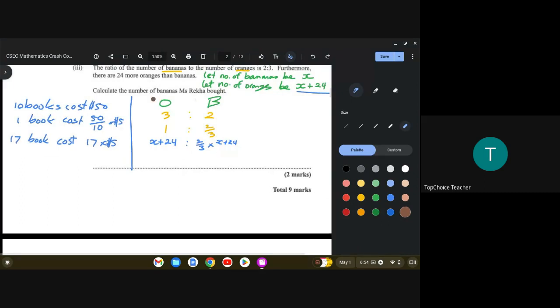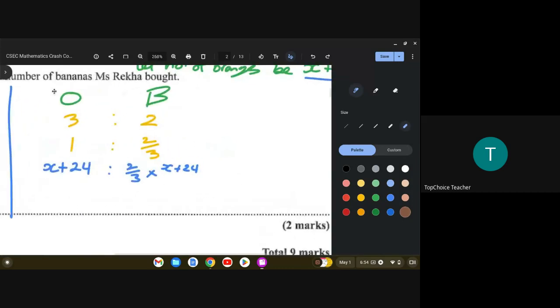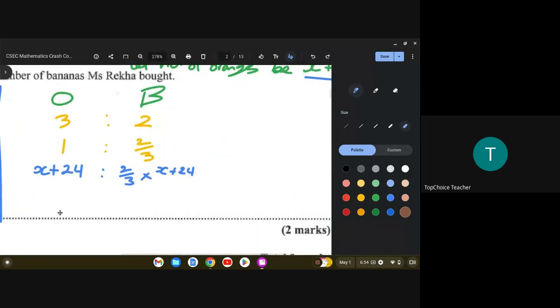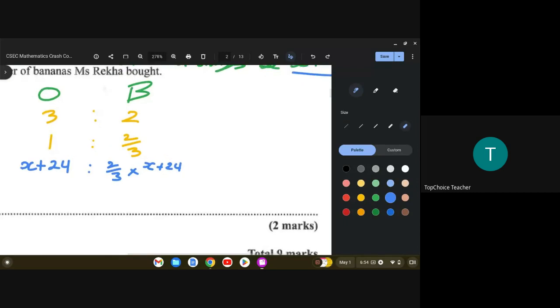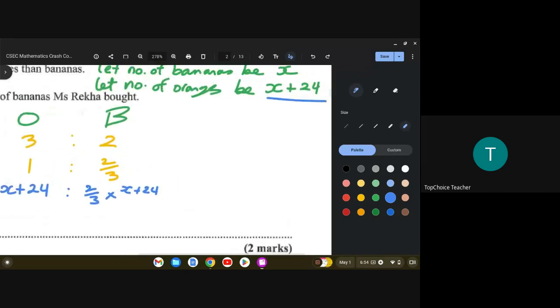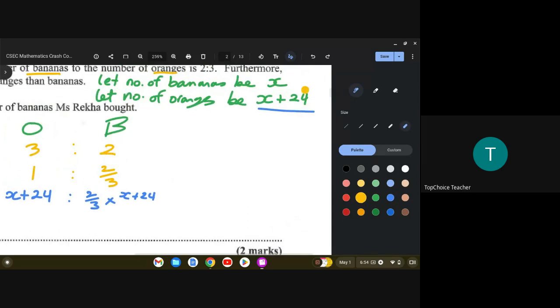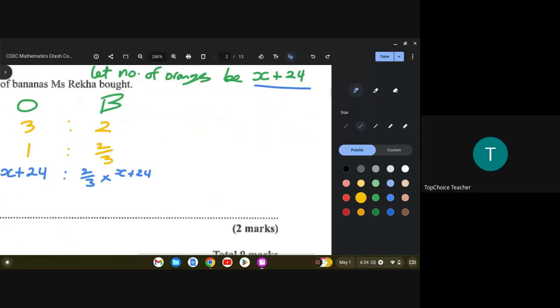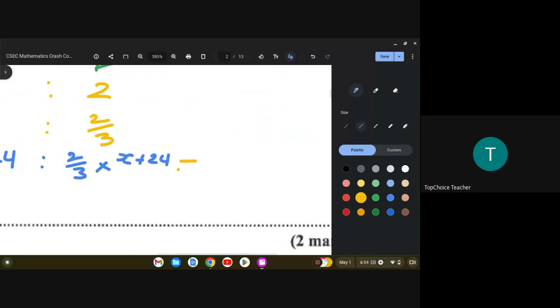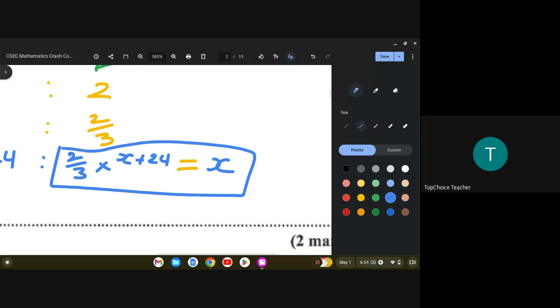Now, this here is almost the end of the intuition we need for the question. Watch this. In order to find the number of bananas, we need to generate an equation, and we are almost there. But didn't we also make this note on top here that the number of bananas is x? So this must also be equal to x. And that is the full equation we need to solve to get this answer.